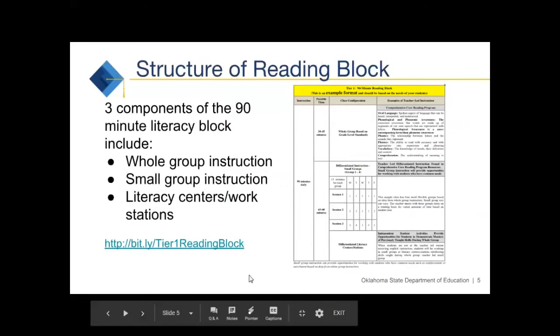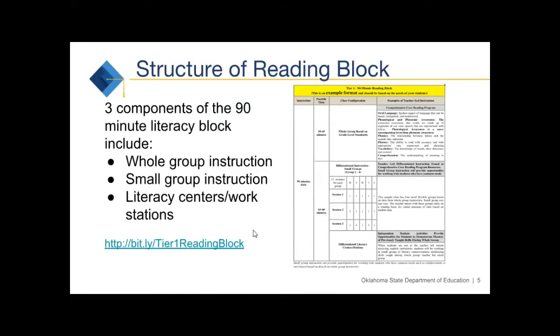The structure of the reading block has three components: whole group instruction, small group instruction, and literacy centers or workstations. Small group instruction and literacy centers happen at the same time. In this example, we have whole group reading between 30 and 45 minutes and 45 to 60 minutes of small group and literacy center work. There is a link on this slide to an example of our Tier 1 90-minute reading block. You can access Tier 2 and Tier 3 reading block examples at the Oklahoma State Department of Education website on the RSA page if you would like to see those.